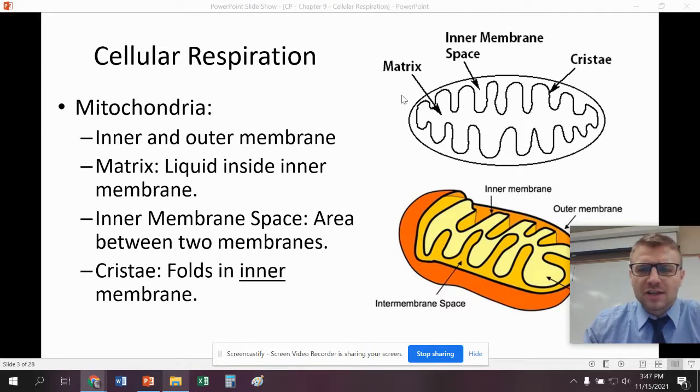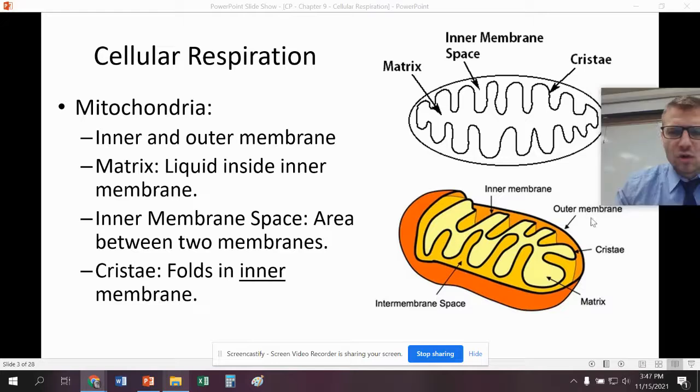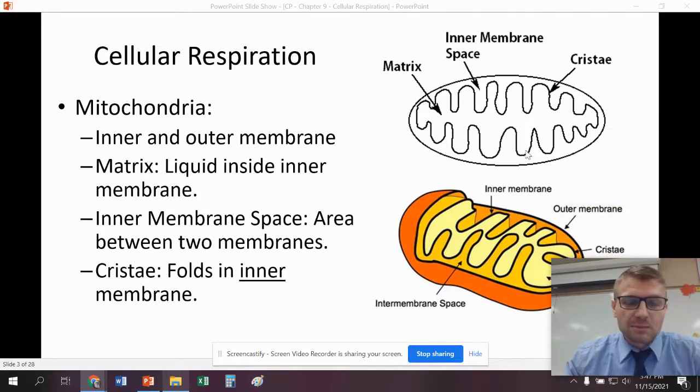And this is a cross section of the mitochondria. Here's more of a 3D look. Remember, these mitochondria are in our cells, in the cytoplasm of eukaryotic cells, plant and animal. So we're going to need to know the locations here a little bit more in depth going forward.